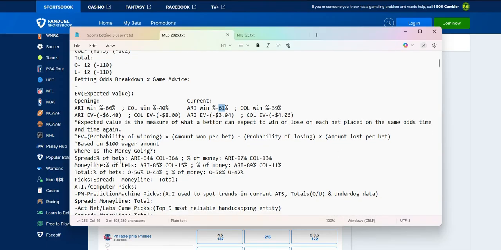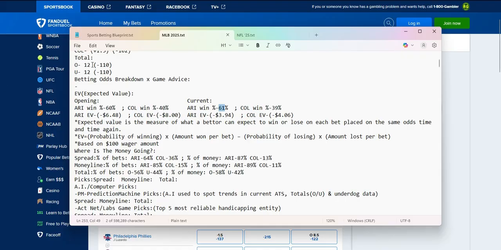All right. Spread percentage of bets 64% going with Arizona, 36% going with Colorado. Percentage of money Arizona 87%, Colorado 13%. Moneyline percentage of bets 85% going with Arizona, 15% going with Colorado. Percentage of money 89% going with Arizona, Colorado 11%. Now total percentage of bets over under 56% going over, under is getting 44. Percentage of money over is getting 58%, under is getting 42%.